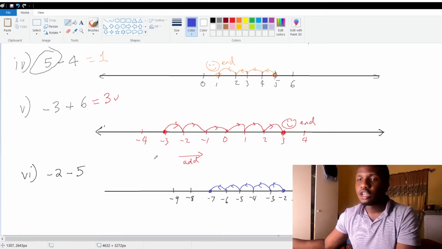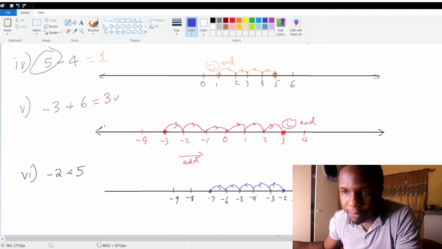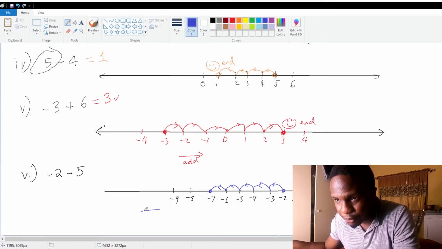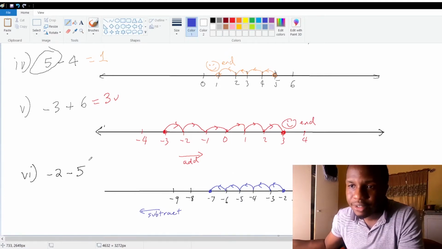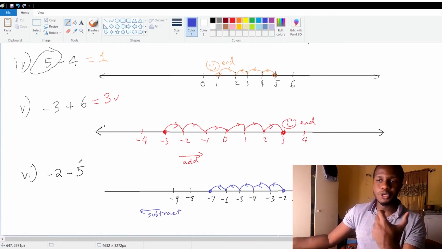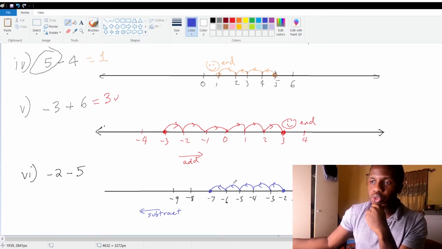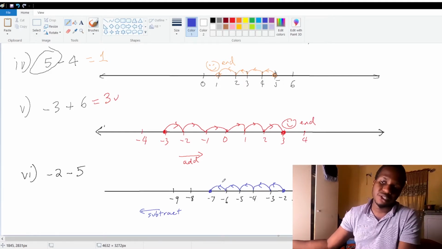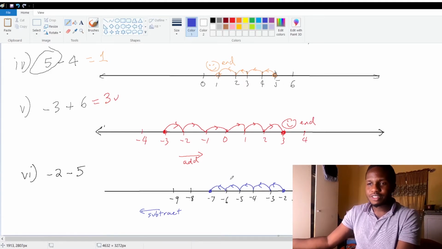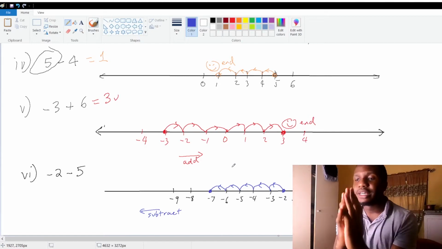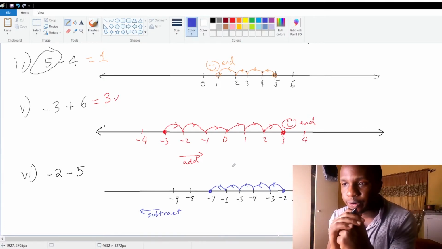-7. Again, so we start from this number, and because we have a subtraction, it means that we're going to the left. Okay? And we're subtracting how many? We're subtracting 5. So that would be 1, 2, 3, 4, 5. So we land at -7. Okay? That is it. So this is a summary of the easier examples.